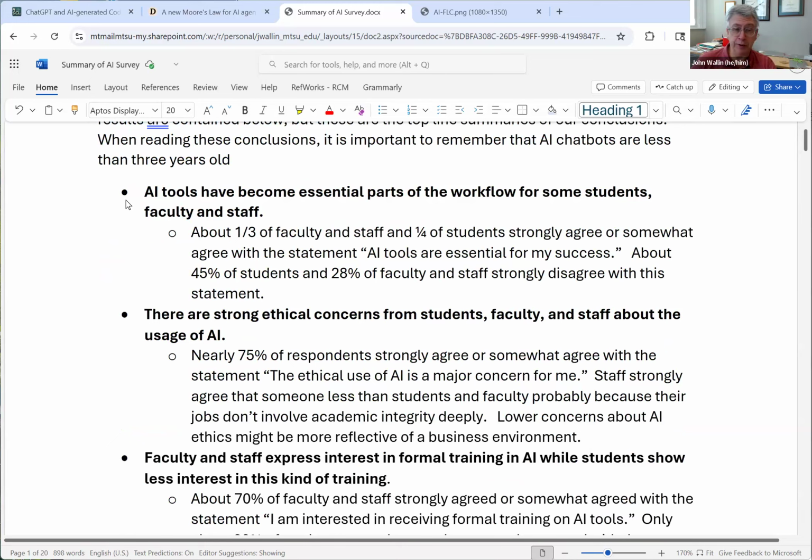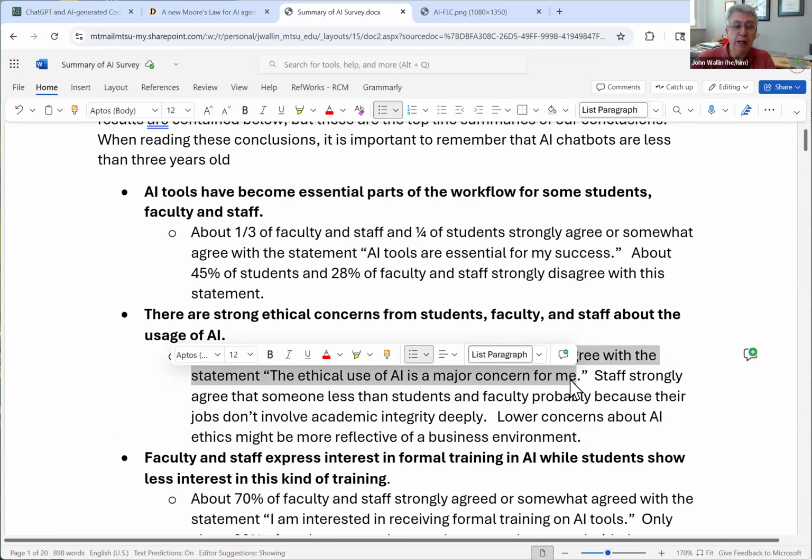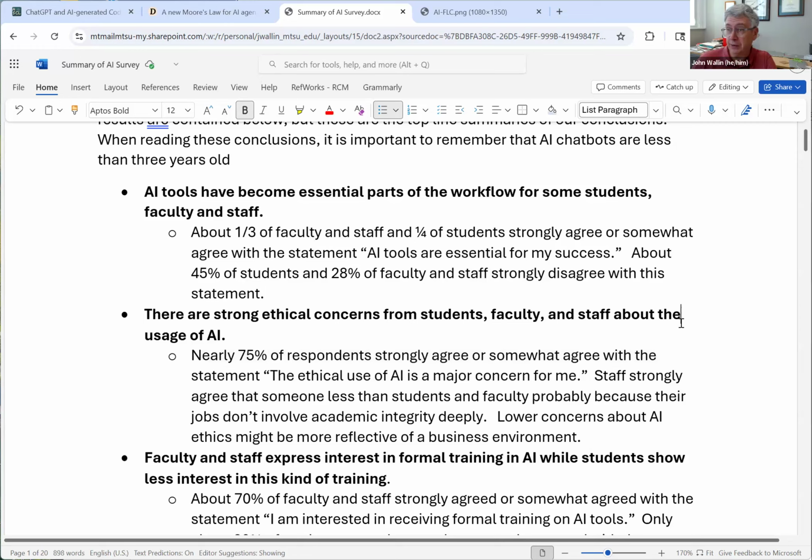But if you look at the big headline, first of all, AI tools are becoming an essential part of the workflow for students. Something like a third of faculty, a quarter of students agree or somewhat agree that AI tools are essential for my success. So this is becoming a regular part of our workflow, just like dictionaries and word processors, right? So it's rapidly increasing. I think that the student number is underreported because people are worried about admitting that. There are really strong concerns about ethics. Ethical use of AI is a major concern to me: 75% of people think that's true.